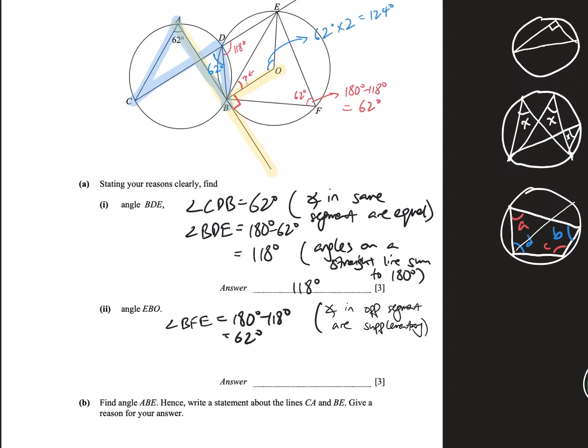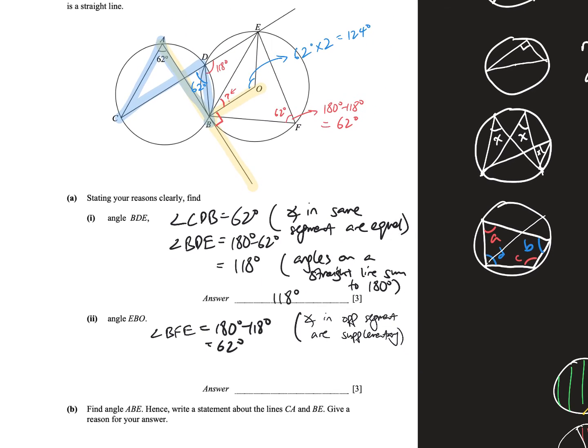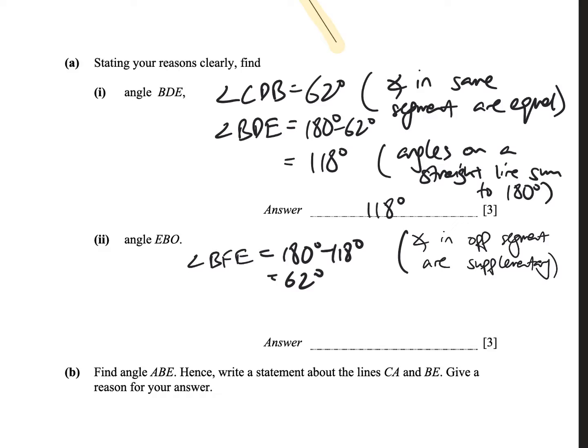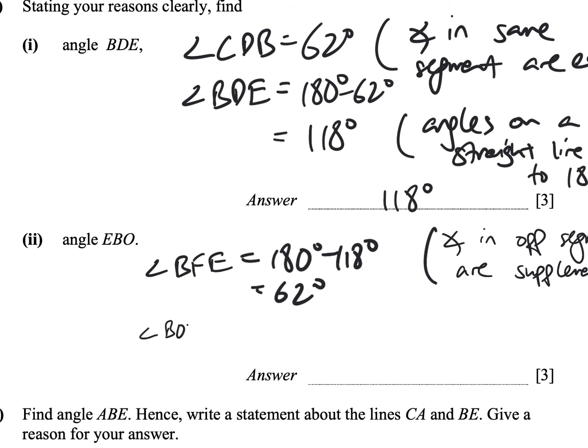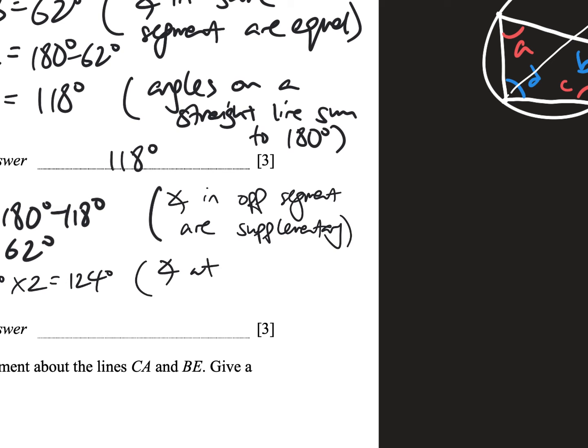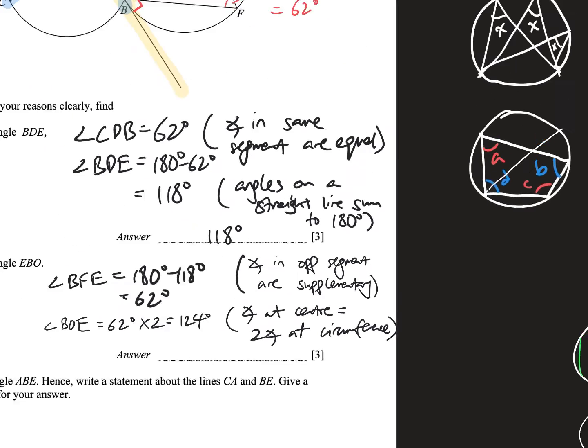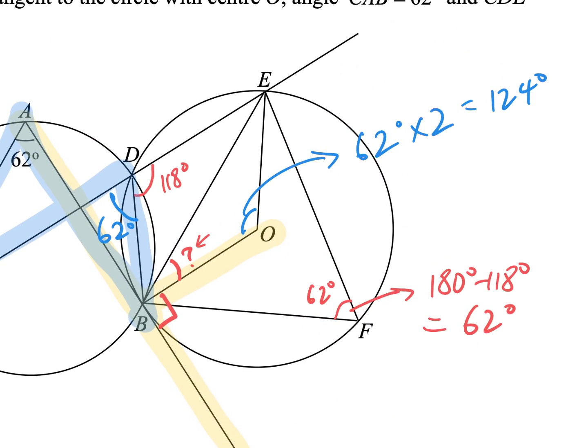And the next step, we see that we can find angle BOE using the property where angle at center is 2 times angle at circumference. So we say BOE is 62 degrees times 2, which gives me 124. And we say it's because angle at center equals 2 times angle at circumference. And finally, now we see that this is 124.